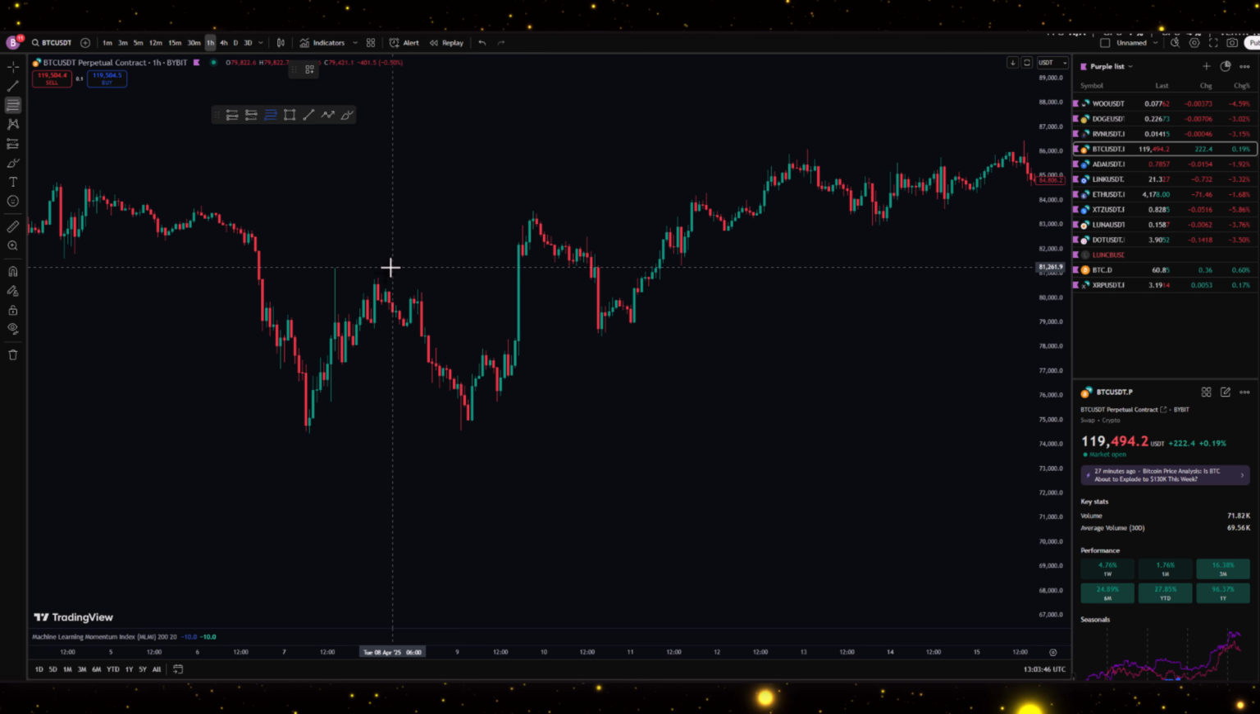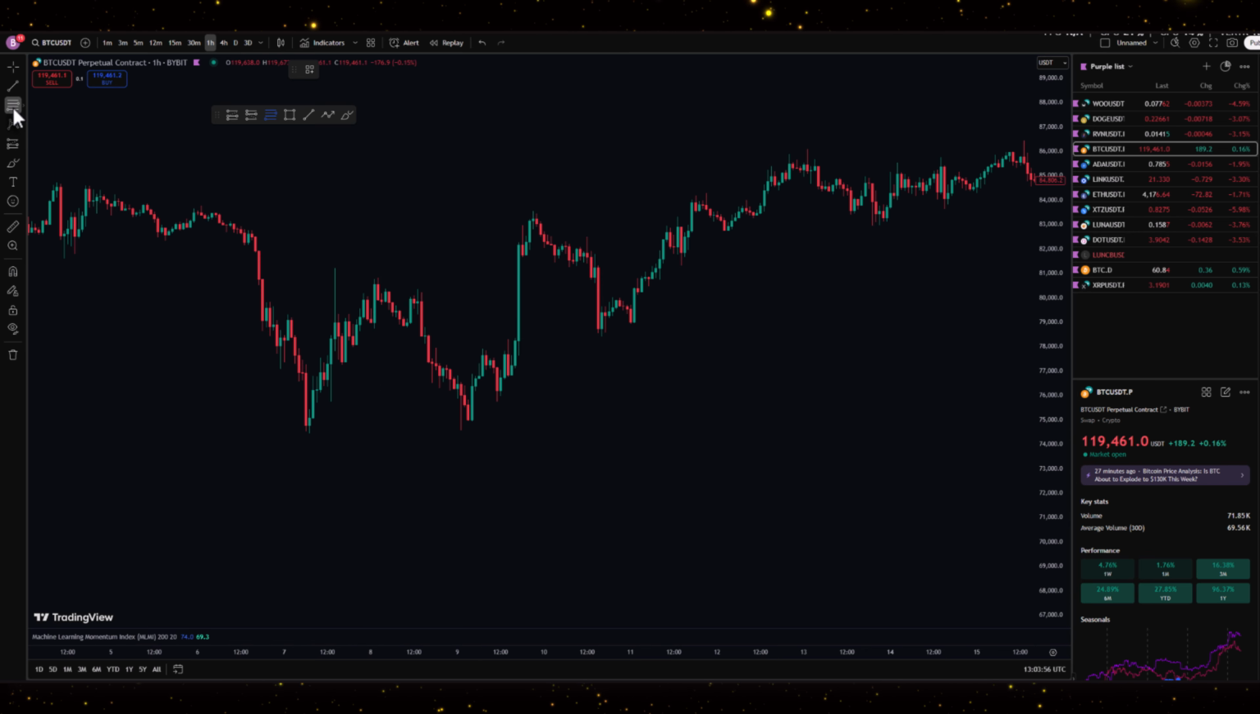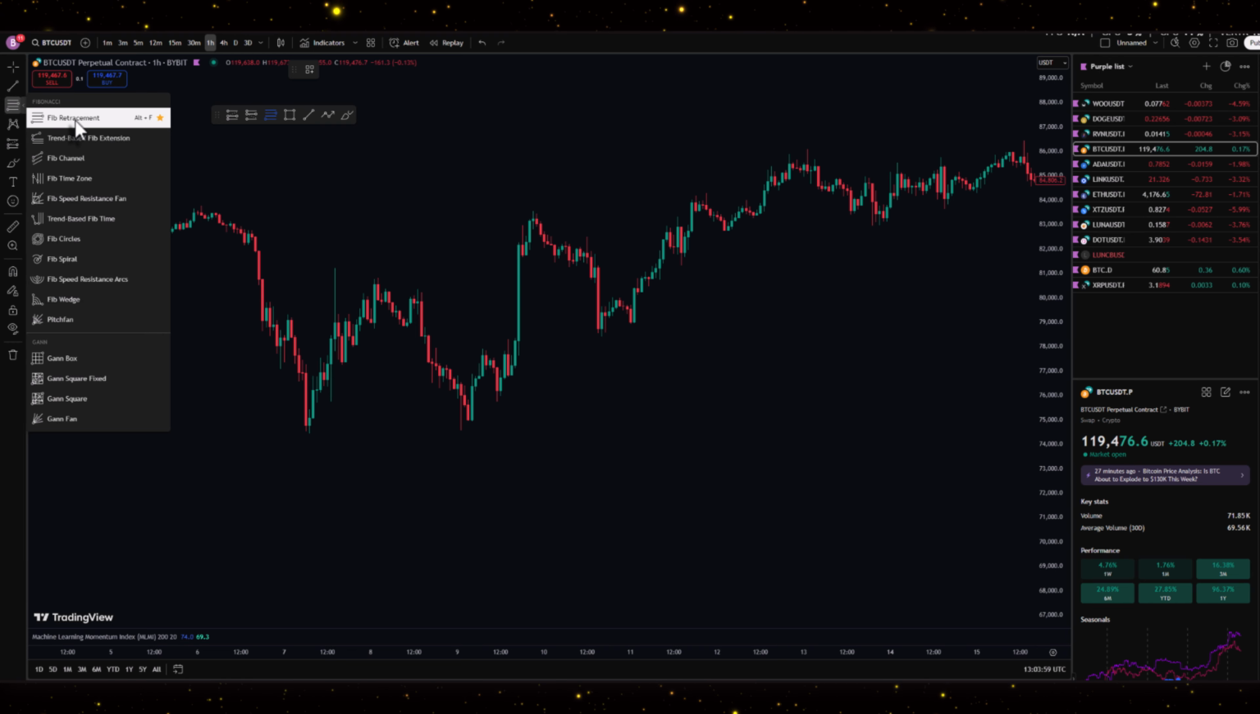Hey traders, today we're looking into a trading strategy that only uses one tool and some bullish or bearish patterns. The tool we are going to use is the Fibonacci Retracement Tool, which I guess most of you will know, and we will use the Golden Zone method for it.